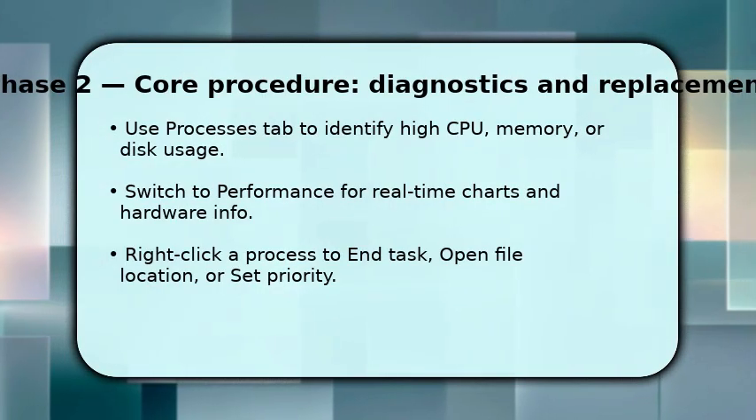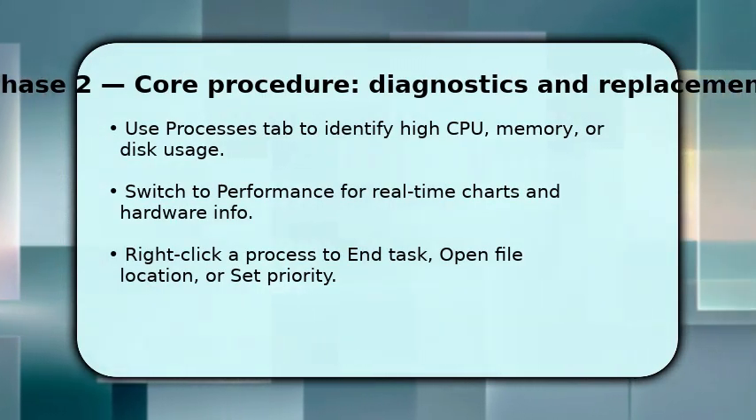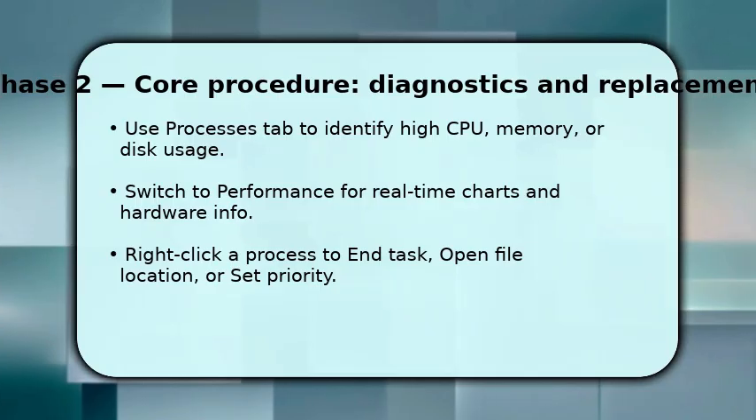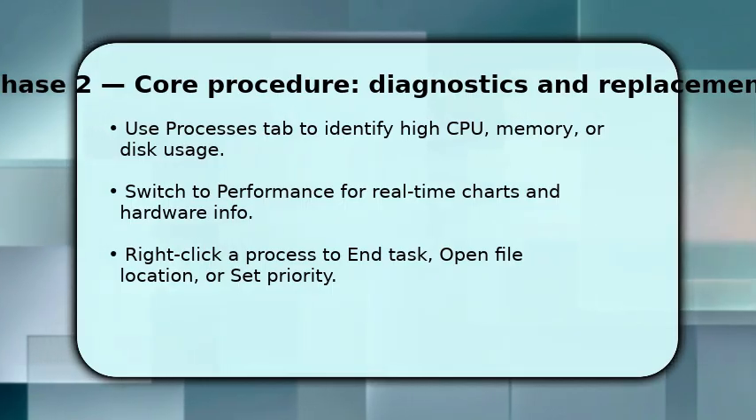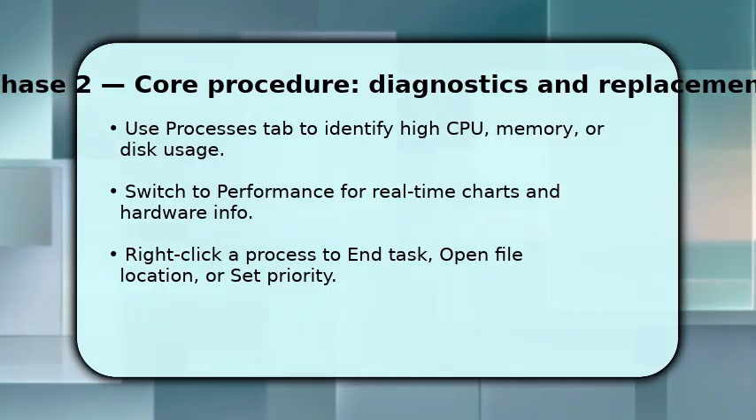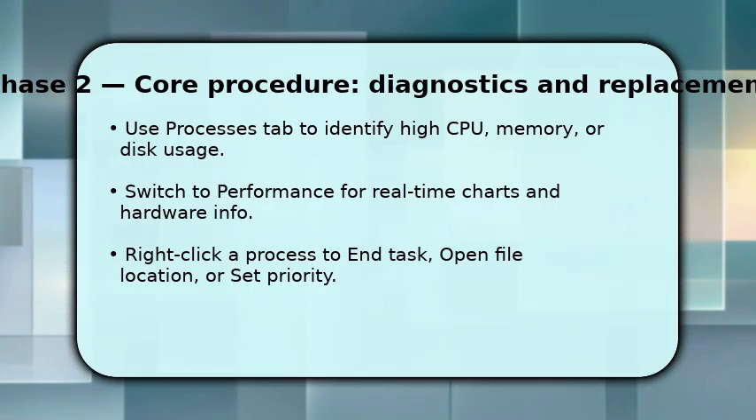Once Task Manager is open, start on the Processes tab to find apps or background processes using most CPU, memory, or disk. Click the Performance tab to see real-time charts for CPU, memory, disk, and network. This helps you diagnose spikes and trends.